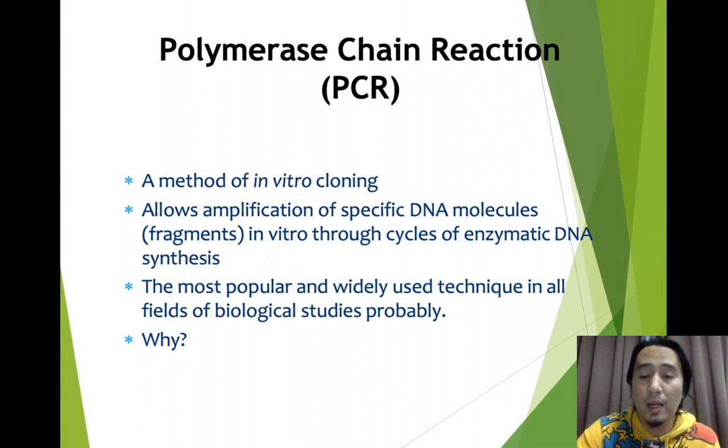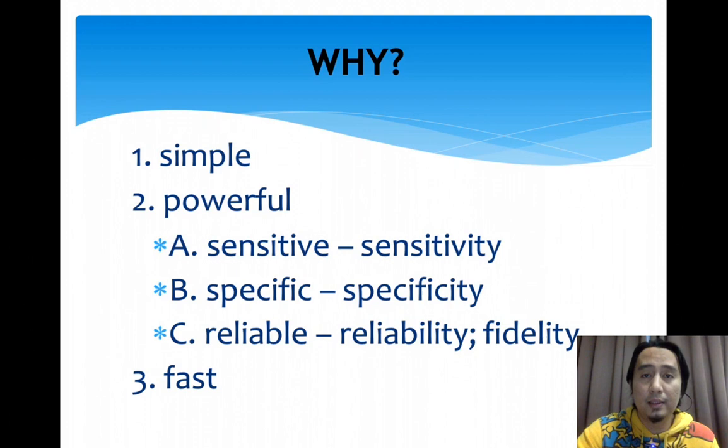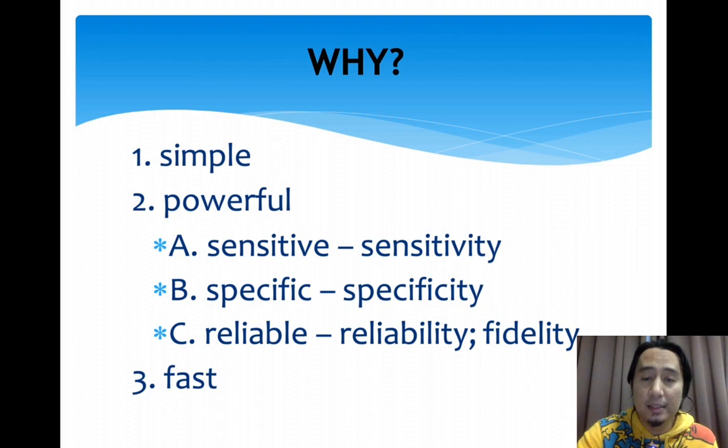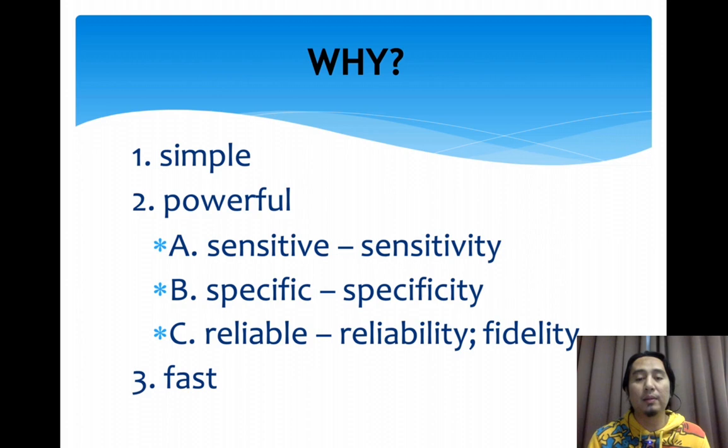So why? Because first, it's a really simple process. It mimics DNA replication, but it's simpler in PCR. And second, it's more powerful in terms of sensitivity. Even though it's simple, it's still sensitive like DNA replication in the cells. And the process in PCR is really specific, right? And the third one is reliable, even though we do it in vitro. The fidelity of DNA replication is conserved during the replications in the PCR. And the fourth one is that it's really fast, okay?